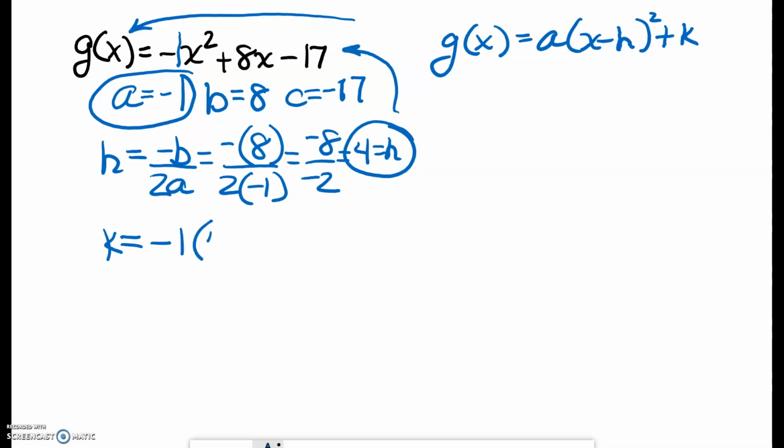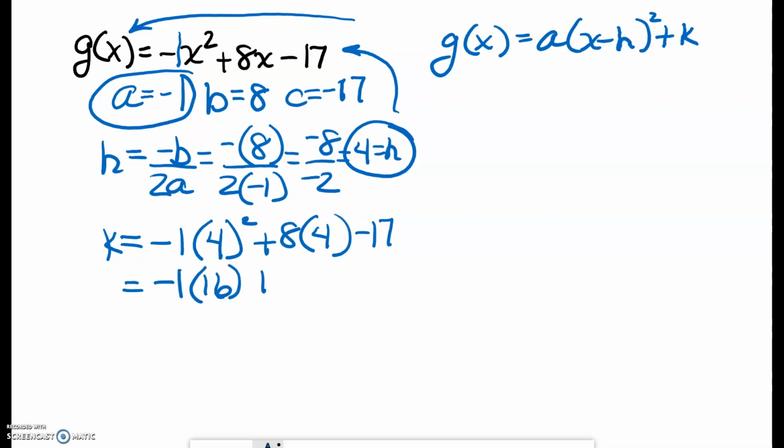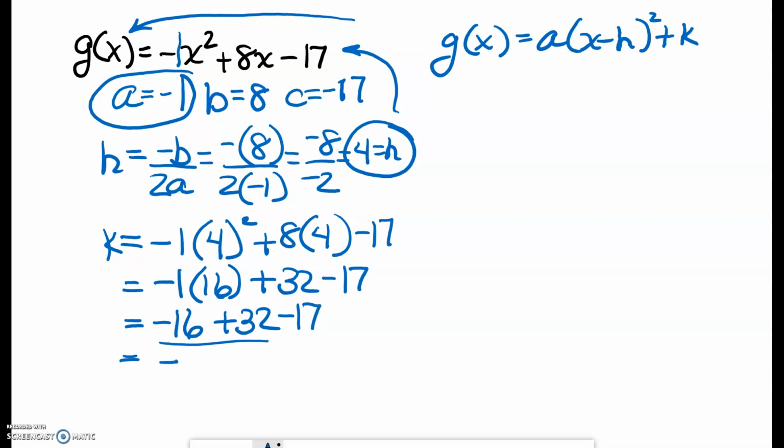So we have negative 1 times 4 squared plus 8 times 4 minus 17. 4 squared is 16. 8 times 4 is 32. So that's going to be negative 16 plus 32 minus 17. This is going to give us a positive 16 minus 17. So our k value comes out to be negative 1.